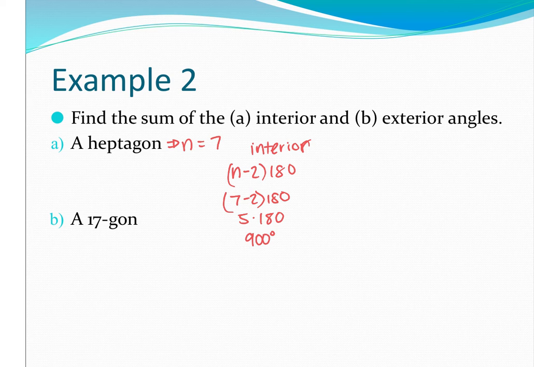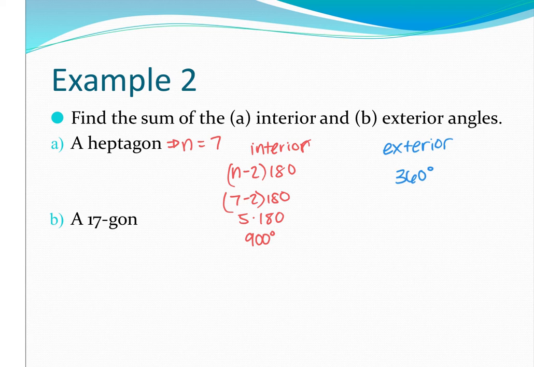Now, what is the sum of the exterior angles? 360. Does it matter what the number of sides is? No, it's always 360, okay? The exterior angles will always add up to 360 degrees, regardless of how many sides you have.